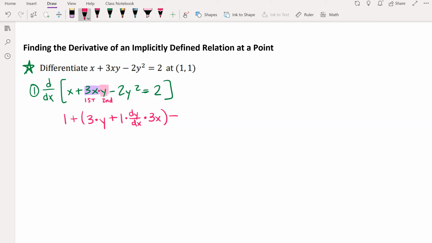Now we have minus, take the derivative of negative 2y squared with respect to x, we get 4y. Because it was with respect to x, we have to multiply by dy/dx. Equals, take the derivative of 2. What's the derivative of 2? 0. It's a constant. All right, cool. So the first step, we are done with step 1. That's this pink derivative.